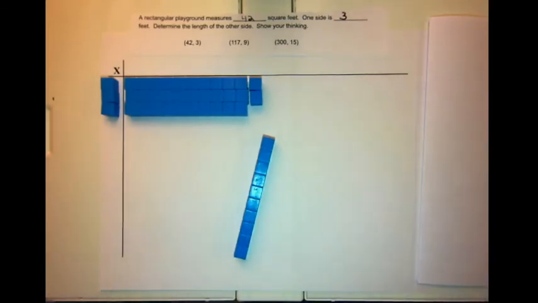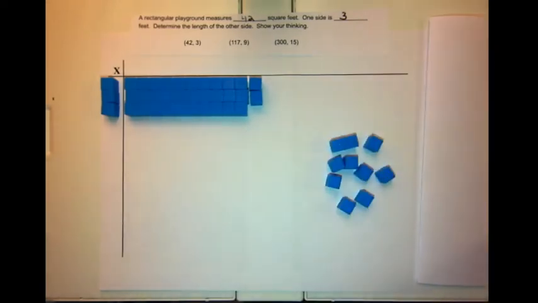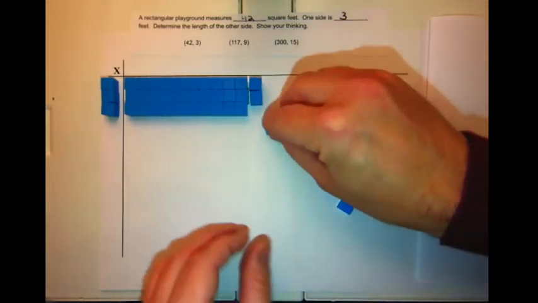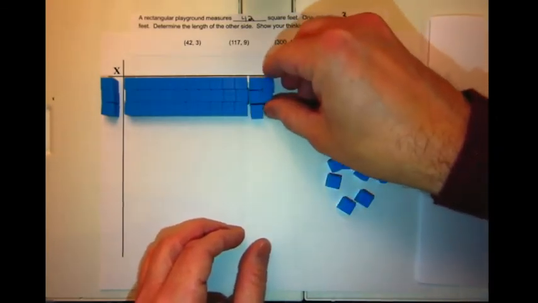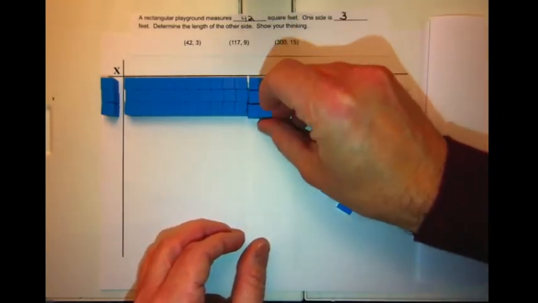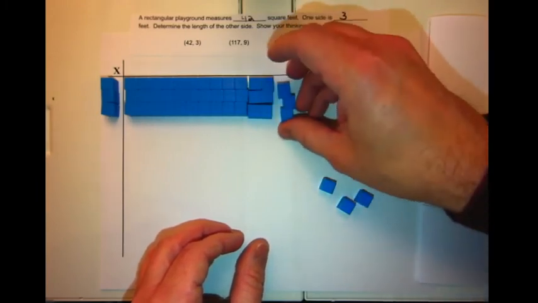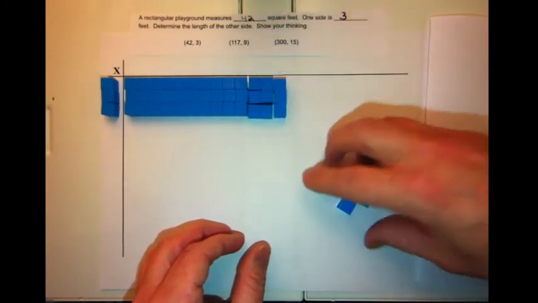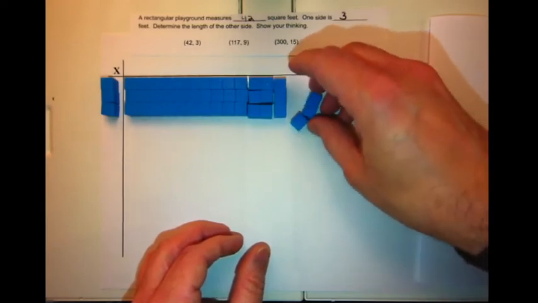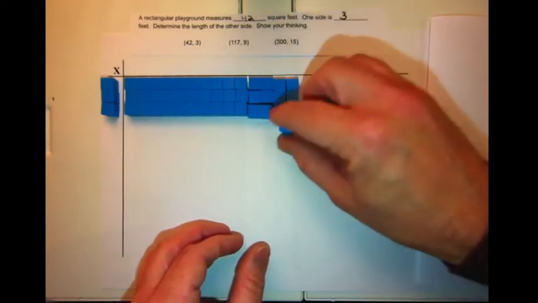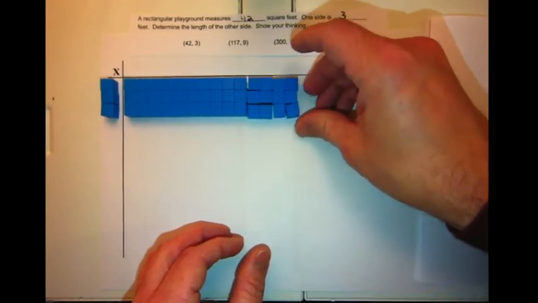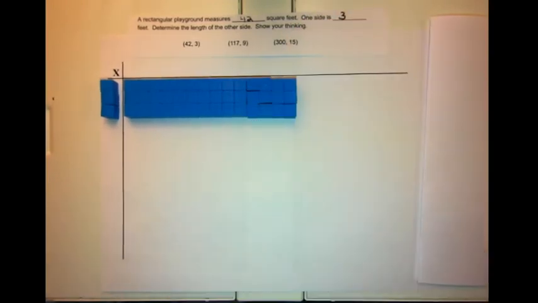I'm going to trade out my 10 for 10 ones. So here's 1, 2, 3, 4, 5, 6, 7, 8, 9, 10. So I'm going to trade that out. Now I can use these, and I'm going to continue to build my rectangle here. So there we go. So we have that.